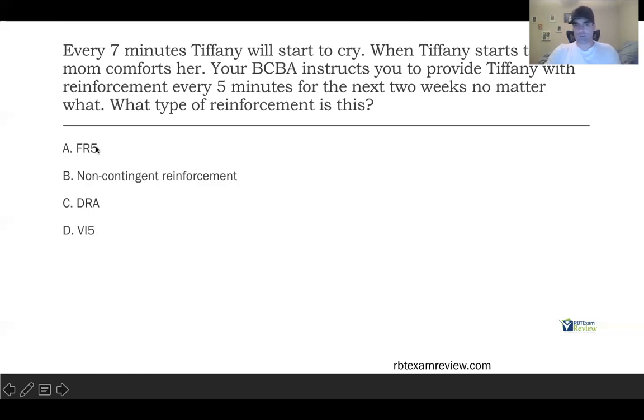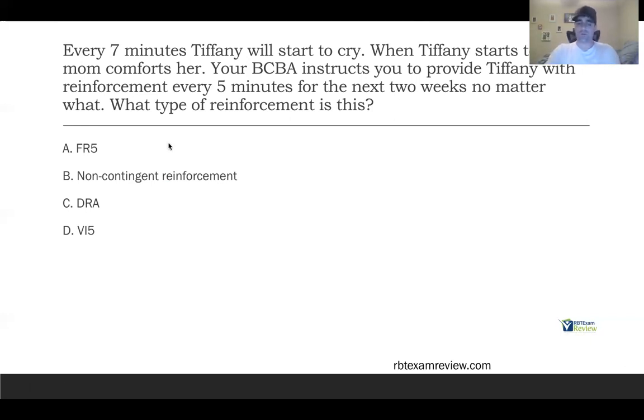Well, what do we know about FRs? Fixed ratio. Are we looking at a response or time here? We're looking at time, 5 minutes. So regardless, it can't be FR. A is wrong. B, non-contingent reinforcement. What is a contingency? An if-then statement. Is there any then? Is there any if-then? Okay. Your BCBA instructs you to provide Tiffany with reinforcement every 5 minutes, no matter what. There's no if, right? It's just every 5 minutes reinforce, regardless, right? No if, right? So it's not contingent on anything. Therefore, it's non-contingent. You're just delivering reinforcement on a schedule, no matter what.